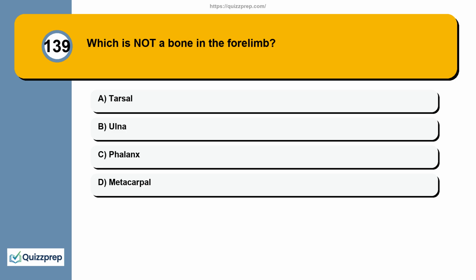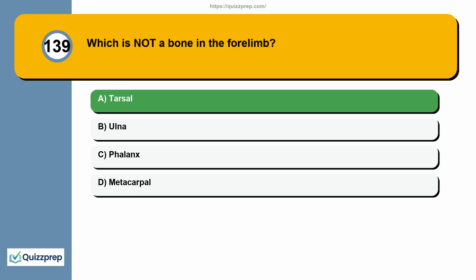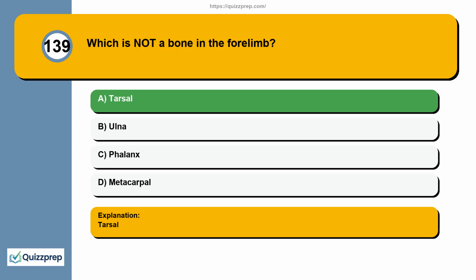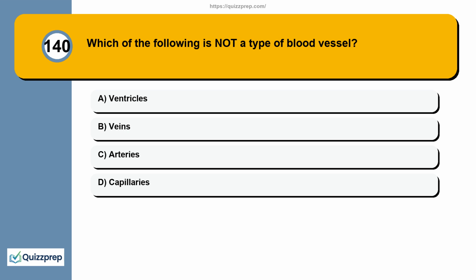Question 139. Which is not a bone in the forelimb? Option A, tarsal. Option B, ulna. Option C, phalanx. Option D, metacarpal. The correct answer is option A, tarsal.